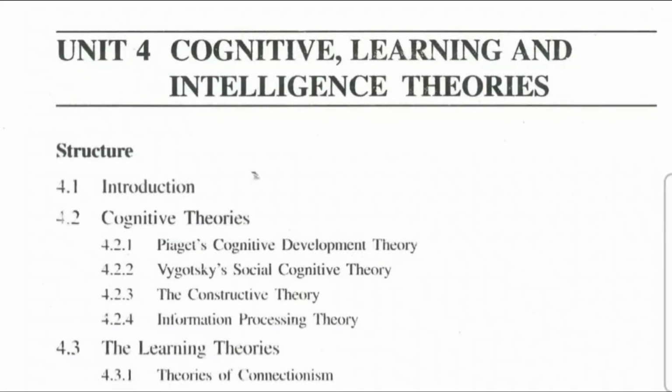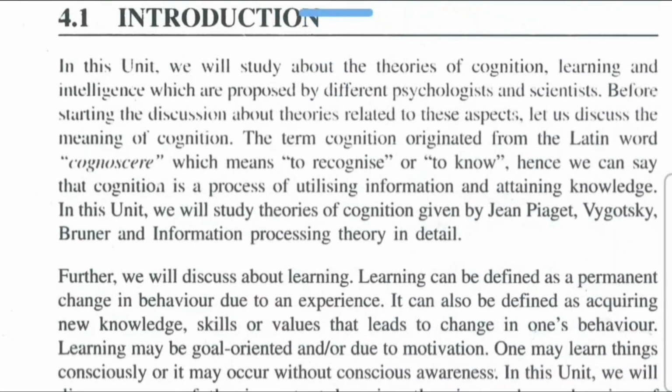Unit 4, Cognitive, Learning, and Intelligence Theories. 4.1 Introduction. In this unit, we will study the theories of cognition, learning, and intelligence proposed by different psychologists and scientists. Before starting the discussion about theories related to these aspects, let us discuss the meaning of cognition.